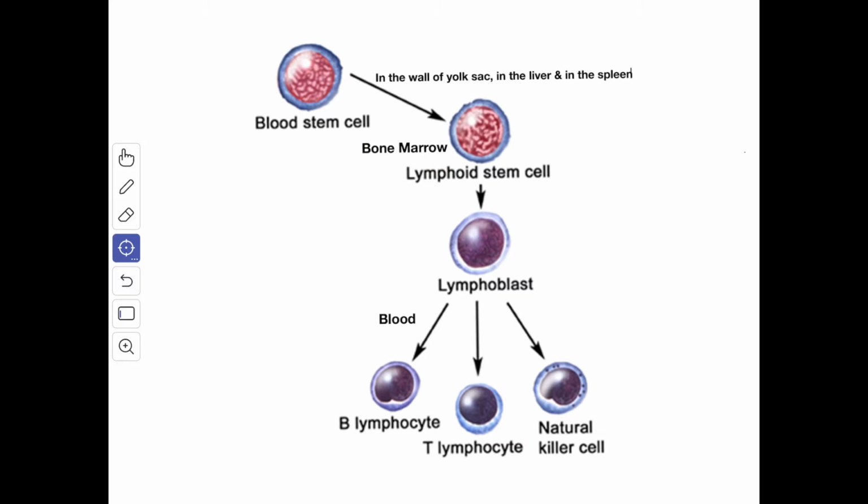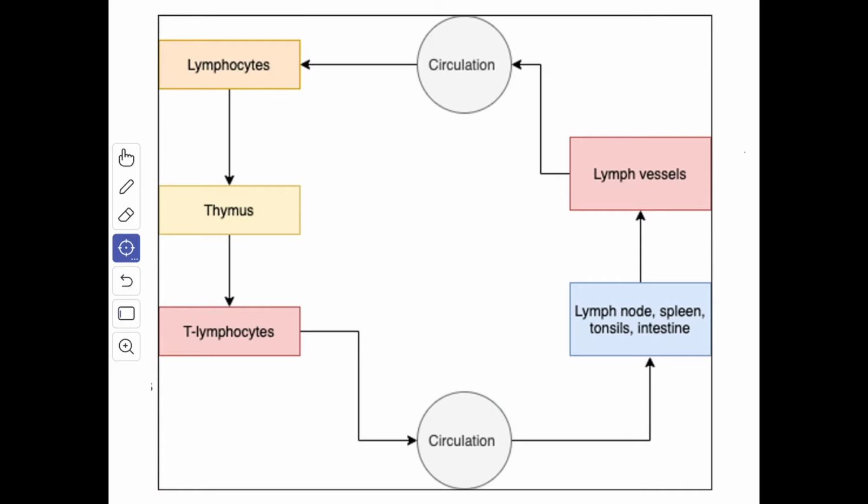The lymphocytes formed from these stem cells in the bone marrow enter the blood. Depending on their subsequent behavior, they are classified into two types. One is the T lymphocytes, the other one is the B lymphocytes. Some of the lymphocytes travel in the bloodstream to reach the thymus.